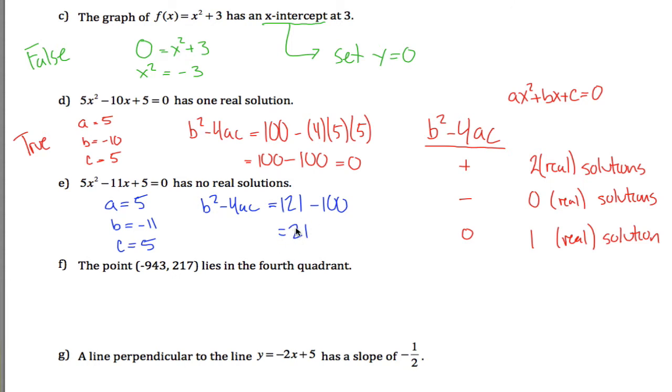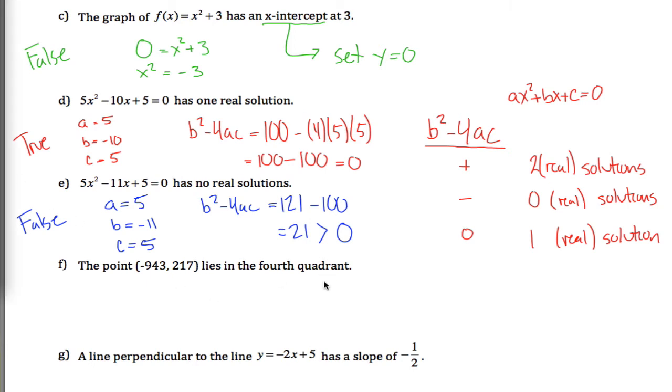I end up with a positive number here. It ends up being 21. You don't care what number it is, just that it's a positive number. This number is greater than 0. Anytime your discriminant is positive, that means you have 2 real solutions. This says it has no real solutions. That's false. This actually has 2 real solutions, and I know that because the discriminant is a positive number. Finding those solutions is hard, but it doesn't ask you to find the solutions. It just asks how many there are. And again, anytime you're asked how many, think discriminant, this thing.